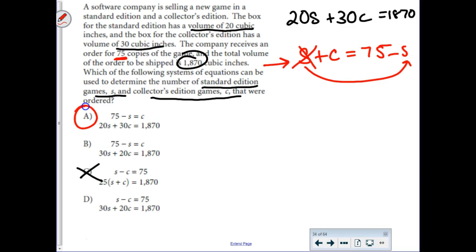So that really wasn't a bad question. They just did something weird by manipulating the equation for no apparent reason whatsoever. All right. Well, thank you, SAT. That was fun. All right, guys.